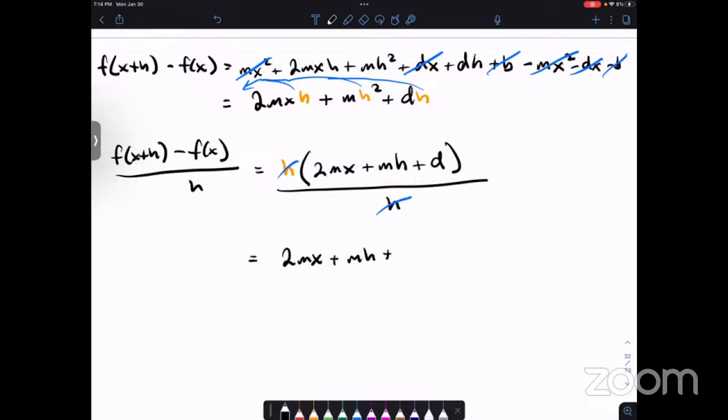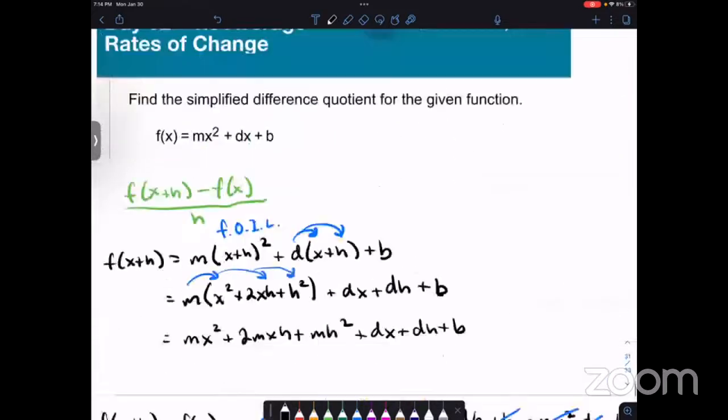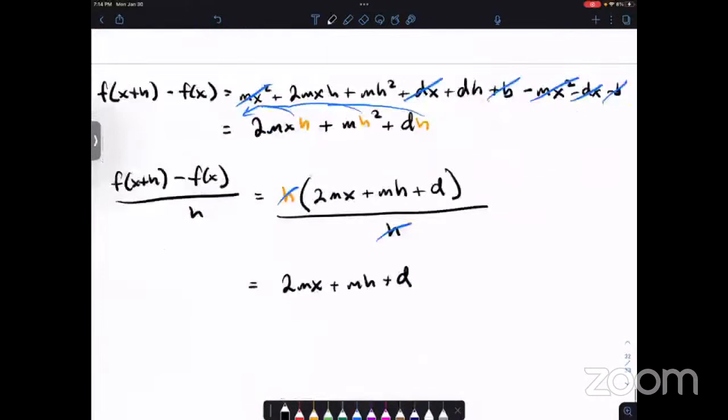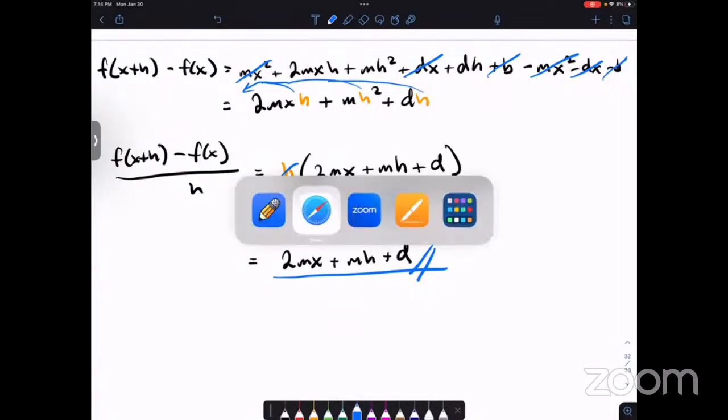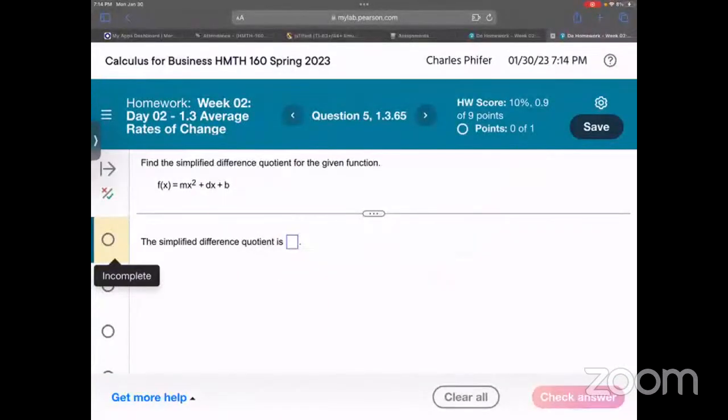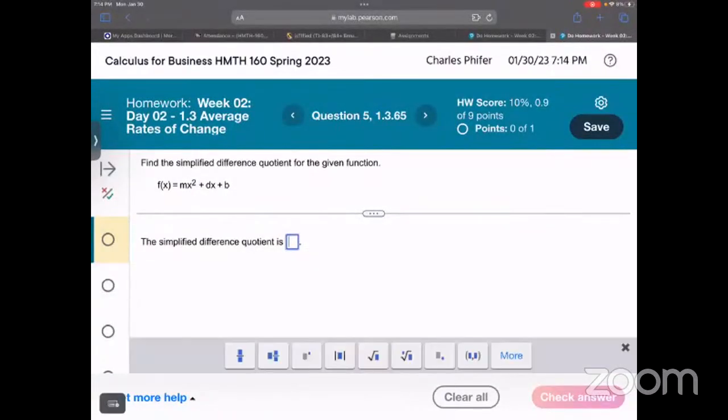And I think that is it for that one, okay? It didn't ask for the limit, it just wanted the difference quotient. So let's submit that result: 2mx plus mh plus d. I see the time. We have enough time for me to submit this and check, and we can entertain questions. Hang on, let me see, I got it here. 2mx plus mh plus d, cross our fingers.